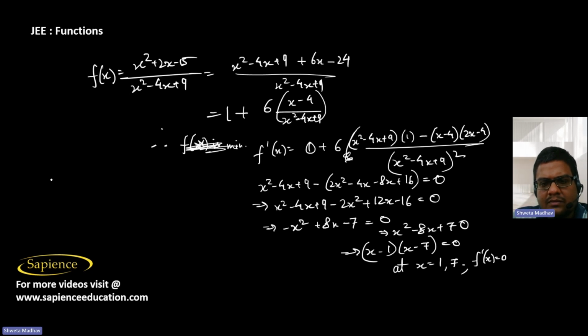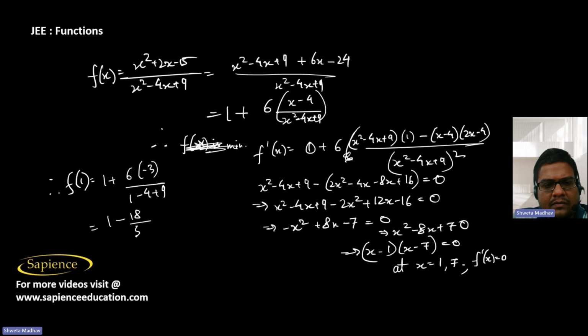So therefore, now f of 1 will be equal to 1 plus 6 into minus 3 divided by 1 minus 4 plus 9. So this will be equal to 1 minus 18 divided by 9 minus 4, that is 5.